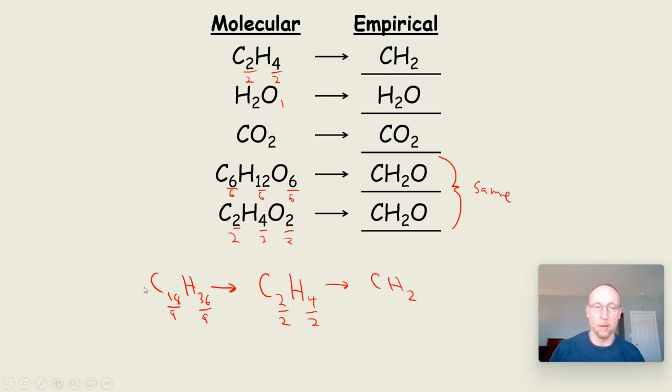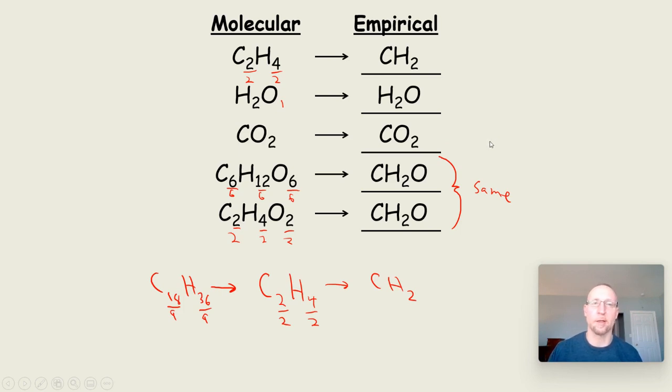And again, C18H36 and C2H4 both have the same empirical formula. That's fine. It's just telling me that for every one carbon, there are two hydrogens in both of those molecules. All right. So pretty basic stuff.